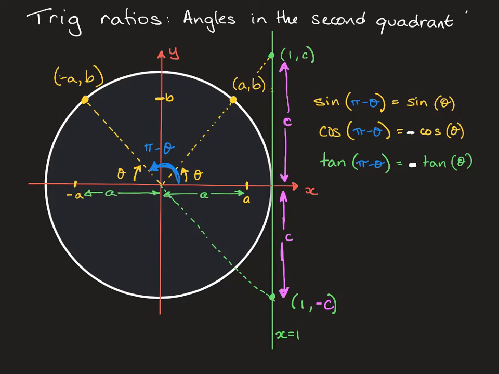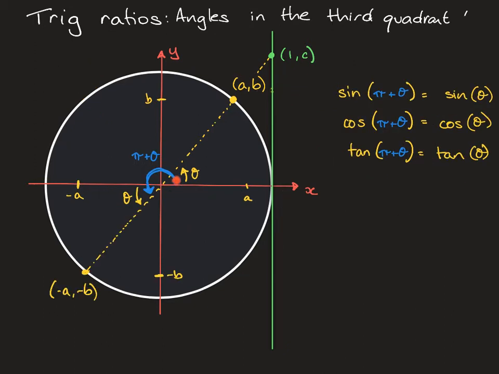So let's make a little summary of which of the trig ratios is positive and negative in the second quadrant. Sine of angles in the second quadrant is a positive value. Cos for angles in the second quadrant is a negative value. And tan of angles in the second quadrant is also negative. Now let's look at angles in the third quadrant.